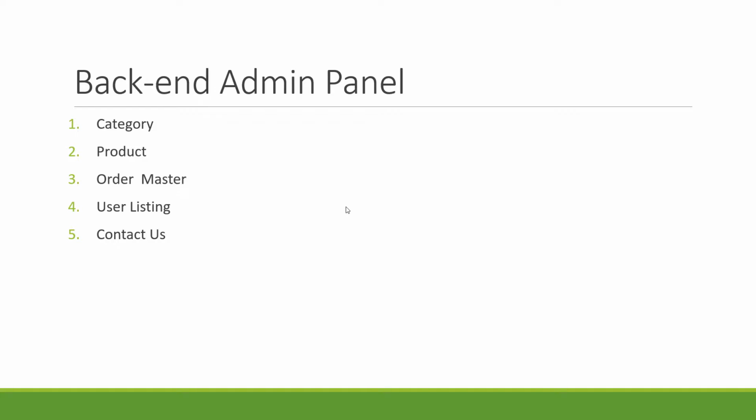Inside the admin panel, we will create pages like category. Inside the category, we will perform all operations like insert, update, delete, and we will create a product page, order master page, user listing, meaning the user will register in the application. Then we will display the complete details on our admin panel. Then we will create a contact us page or contact us detail, meaning the user will contact us. Then we will store the data with our admin panel or display the data on our admin panel.